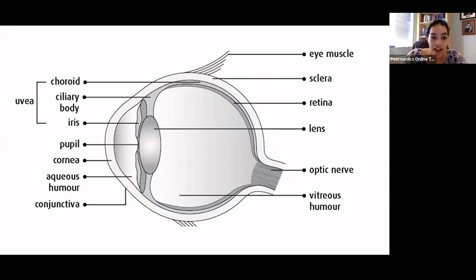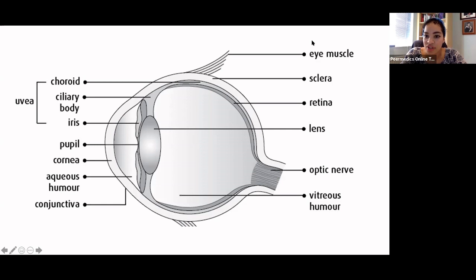And then we have the iris, which is the actual colored muscle. You've got circular and radial rings of muscle in the iris. The circular muscle contracts when there's bright light and decreases the size of the pupil, and reduces the amount of light that goes through.